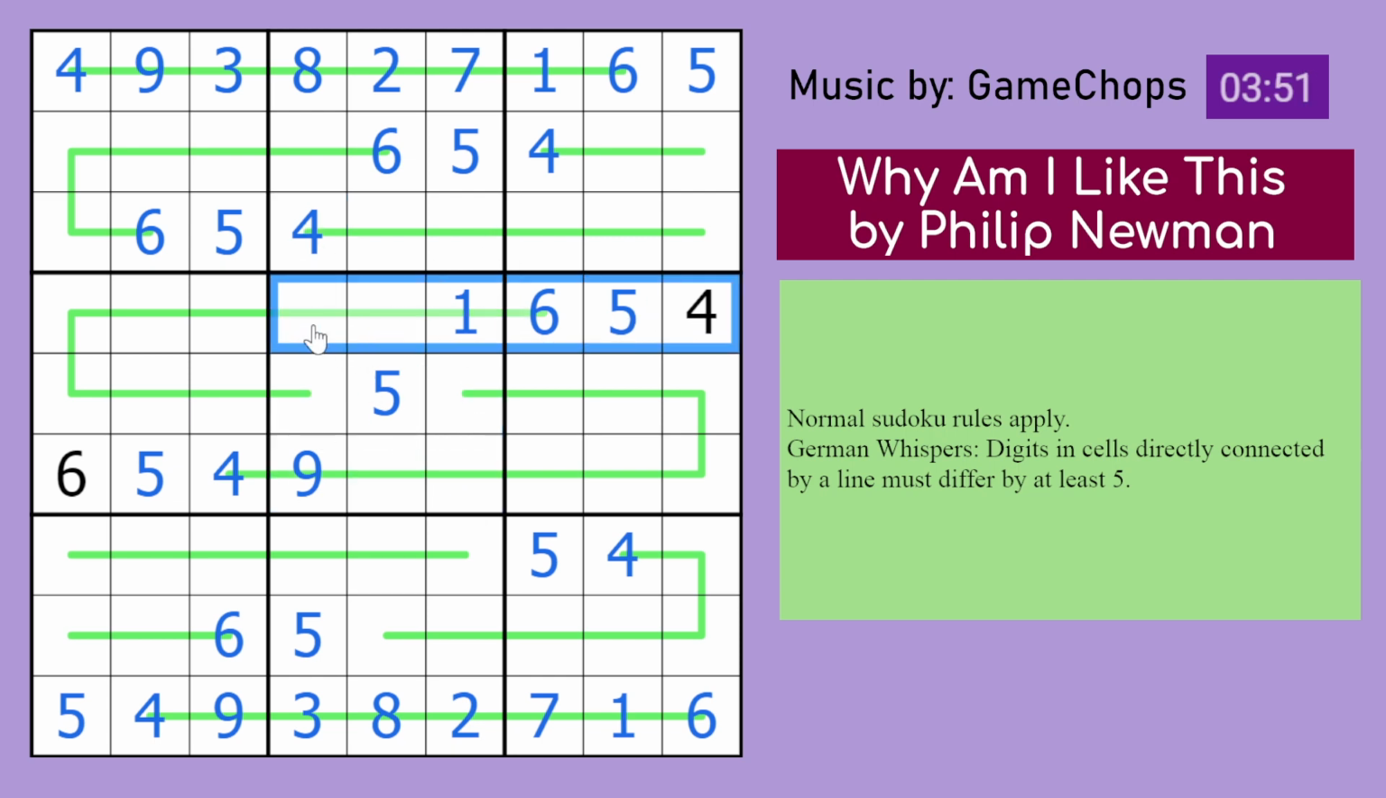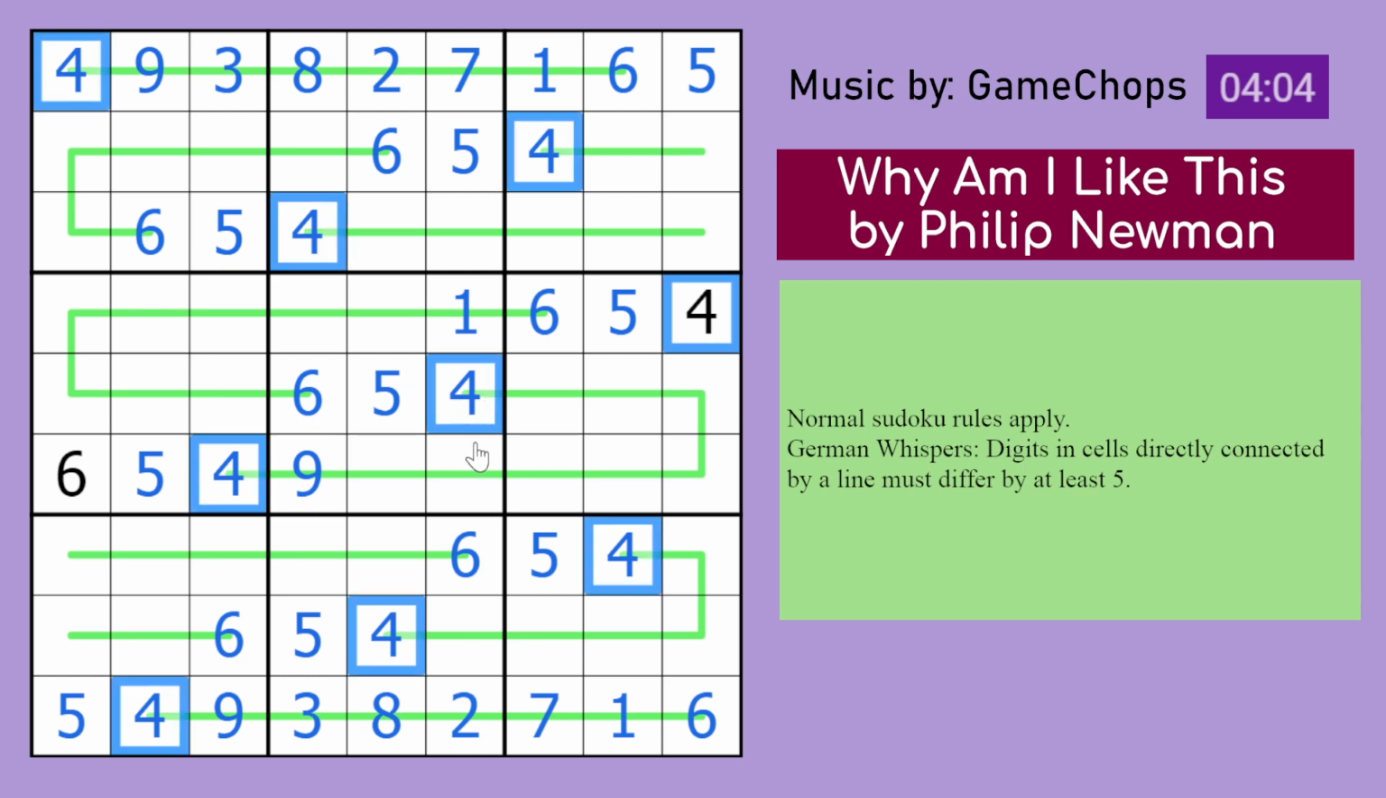Sorry. So 4 in this box can't be there, so it must be here. 6 therefore is here as a result. In this box, because of that cell, 6 can't be here, so 6 goes up here. 4 goes down here. And I think we've gotten all the 4s and 6s as well.